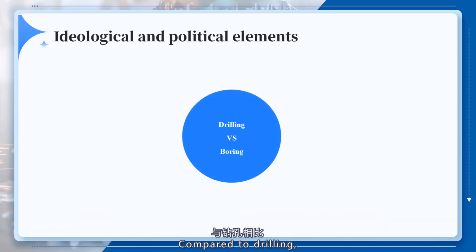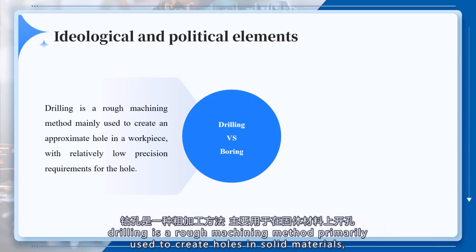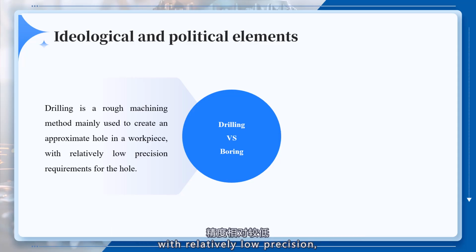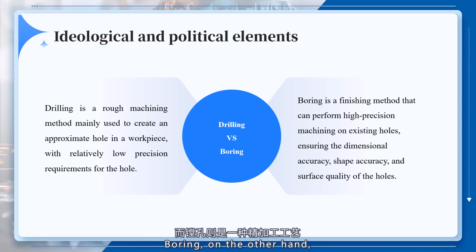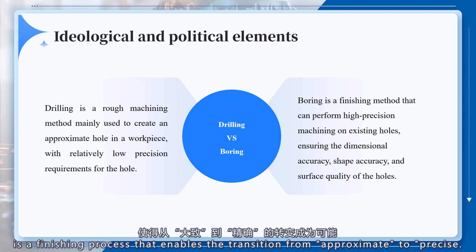Compared to drilling, which is a rough machining method primarily used to create holes in solid materials with relatively low precision, often only meeting approximate size requirements, boring, on the other hand, is a finishing process that enables the transition from approximate to precise.